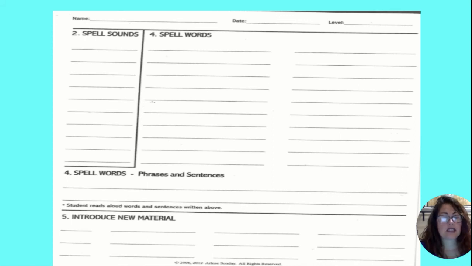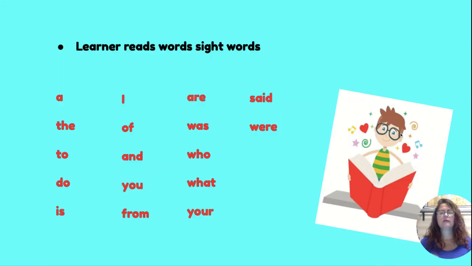Okay, now we're going to practice reading some sight words that we've already learned. So let's take a moment, pause the video, and go through and read these from top to bottom. You don't need to sound these out, just read the words.